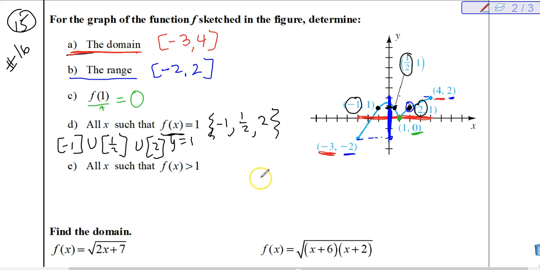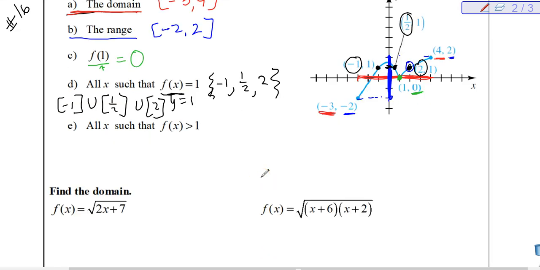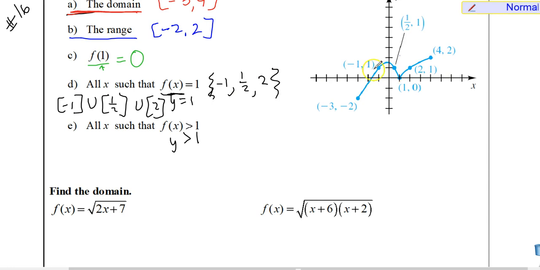All right, let's look at this next set. It says all x's such that f of x, or y, is greater than 1. So that means I'm looking for all the points. You know what, I'm going to do a little erasing here so that I can show it to you more clearly. So I'm looking for all the places on the graph where y is greater than 1. So here's where y is 1. Okay, so I'm looking for all of the parts of the graph that go above that line. Do you see them? Right here and right here, right?